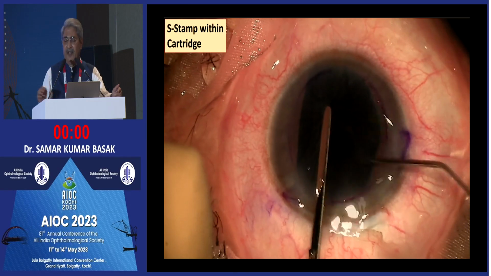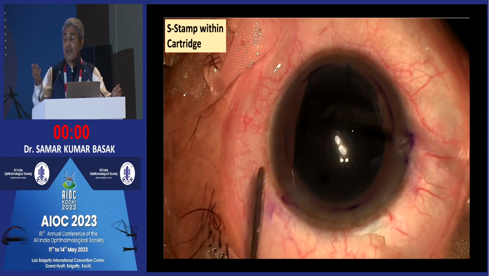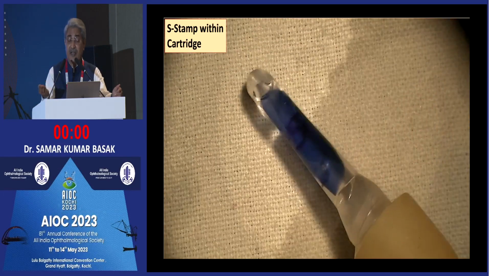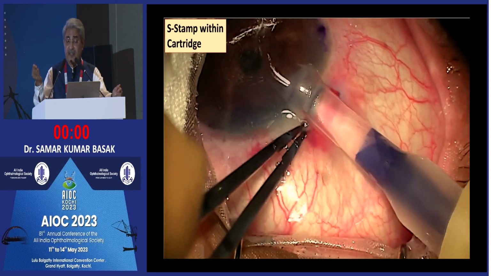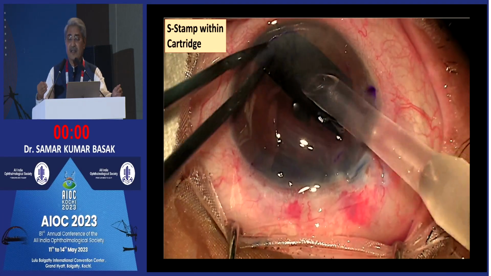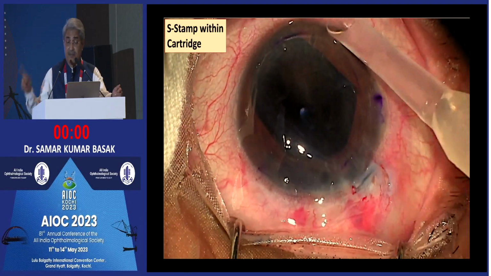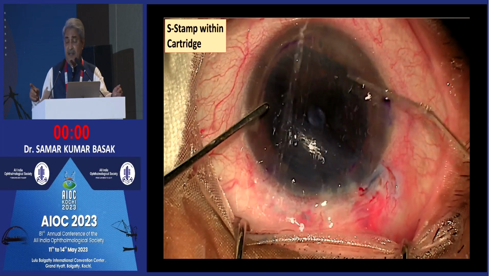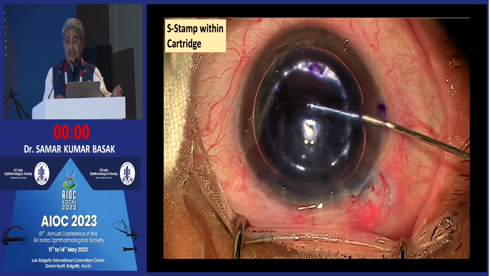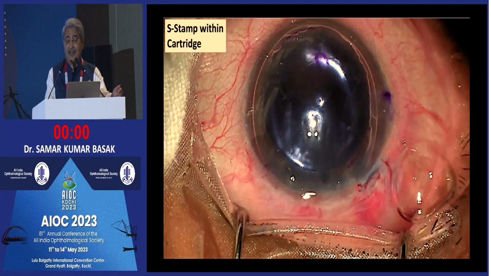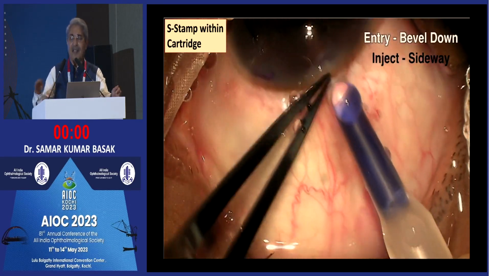Similarly, when you see that the S is in bevel up position, then you need to rotate. Here you see that S is right in bevel up, you go in, rotate, and then you inject. Rajesh has a different technique, Rajesh will show, and that is also a very beautiful technique. So the third one is S sideways, you inject a little to the left or right side.